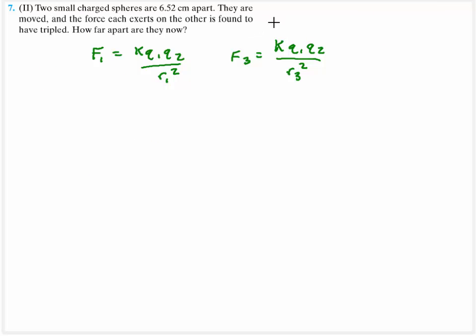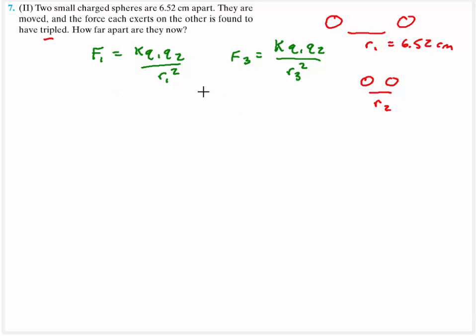And just a little more practice using Coulomb's law. We have two small spheres, and I'll draw my two small spheres. I know how far apart they are initially. That's going to be 6.52 centimeters. And then these two spheres are moved, and the force is going to have tripled. So we know that these two spheres are going to be much closer. And so I've got R1 and I'm looking for R2.